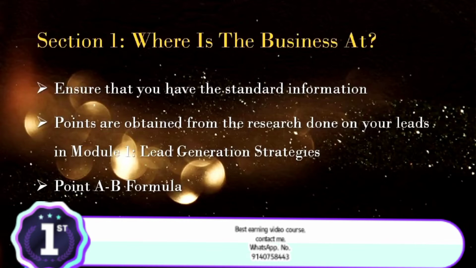Ideally, keep it to 2 paragraphs, with the first paragraph as point A and the second paragraph, you guessed it, as point B. This helps with clarity in your communication. These points are obtained from the research done on your leads in Module 1, Lead Generation Strategies, where you observed your leads' business, did online research, or interviewed them. Point A to B can also be expressed as problem and solution. Point A, of course, is the business problem or challenge, and point B is your proposed solution.